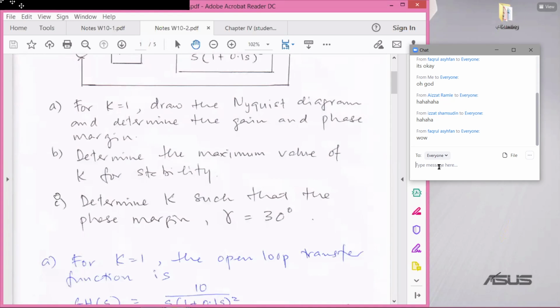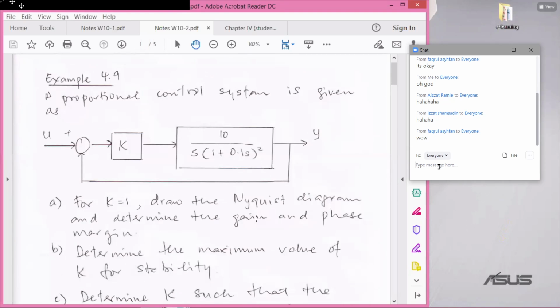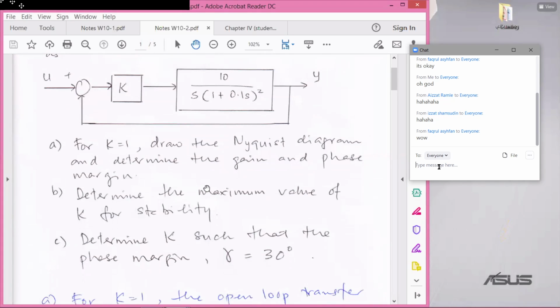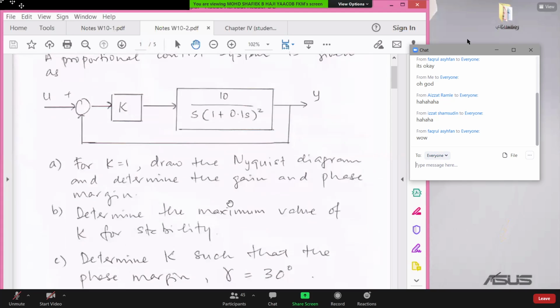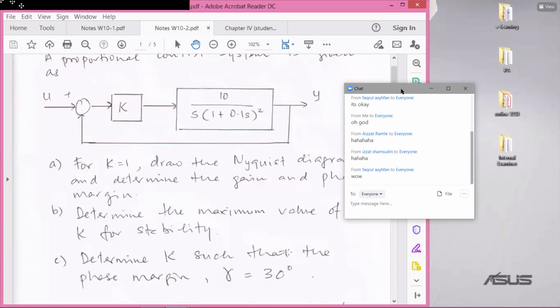And this part C is even nastier still. Determine the value of k such that the phase margin is 30 degrees. 30 degrees is already in the range of the guideline for satisfactory performance. So A, B, C: this is the type of question that you're going to face in your second test. If you can do this, then you should be fine. You just go over this example, and then voila, you'll be ready for your second test.